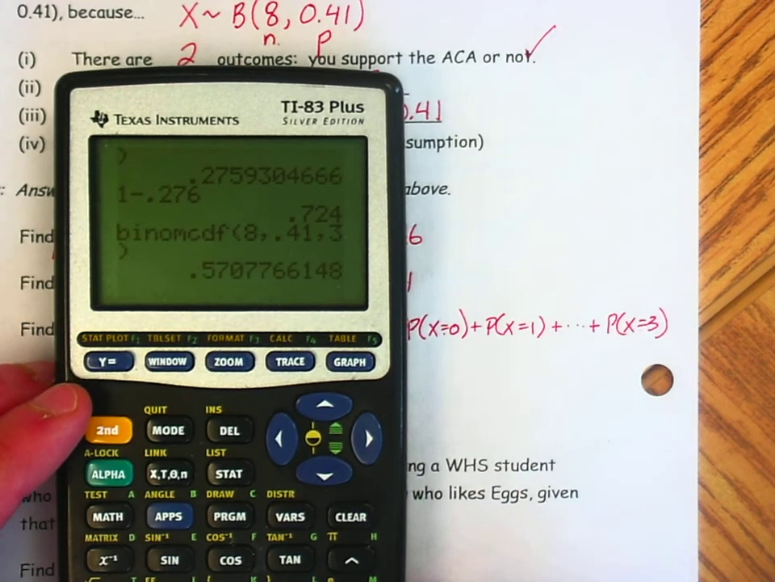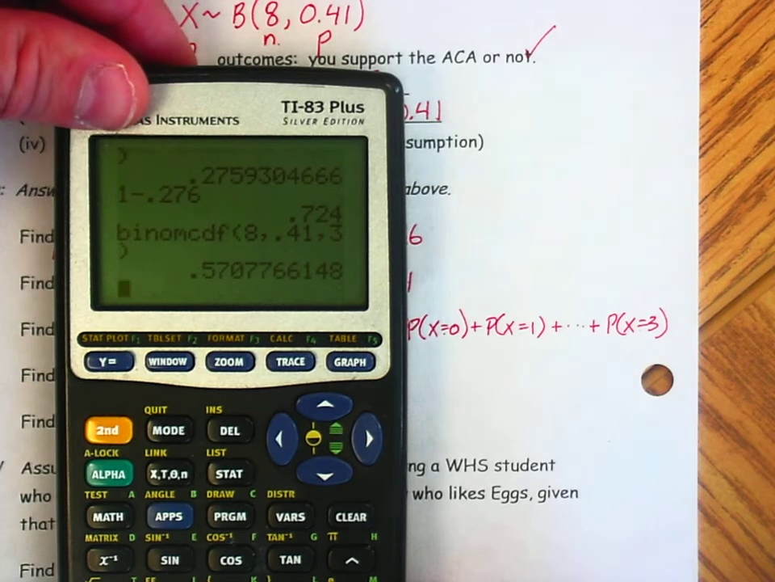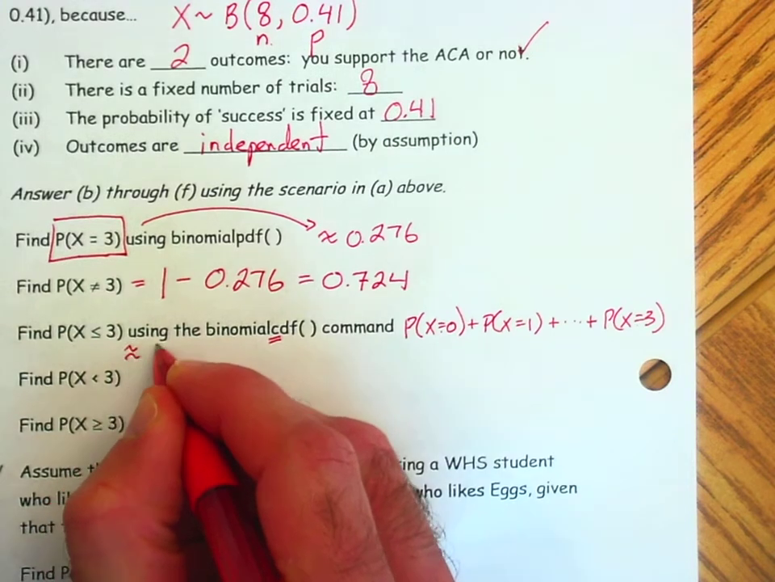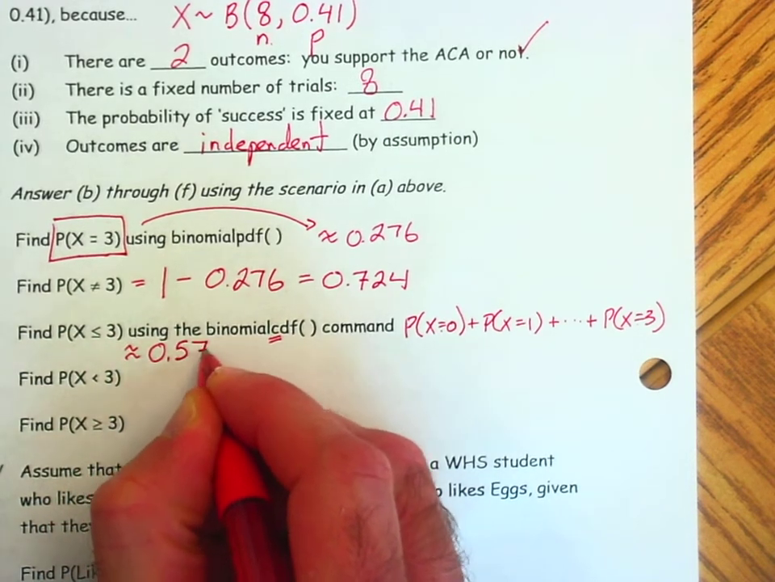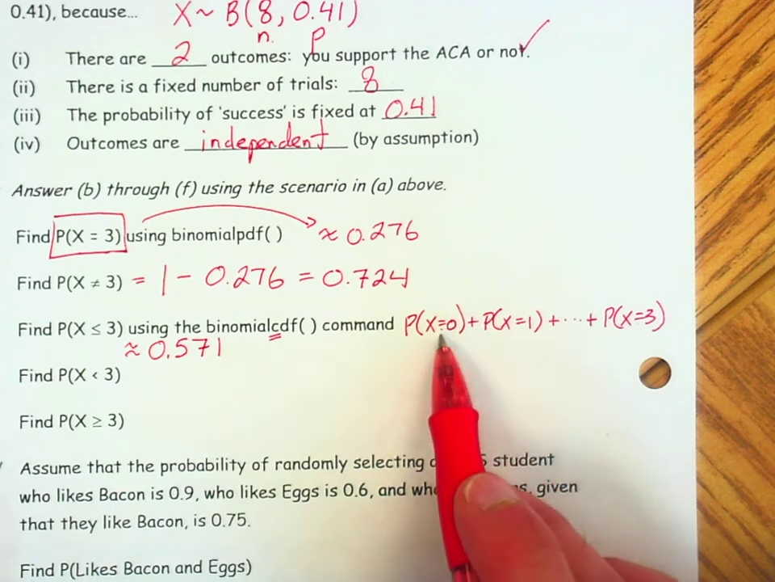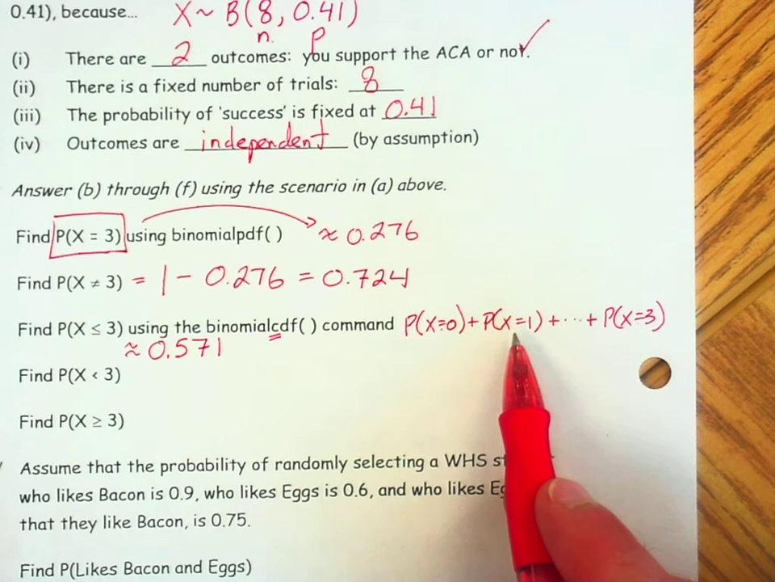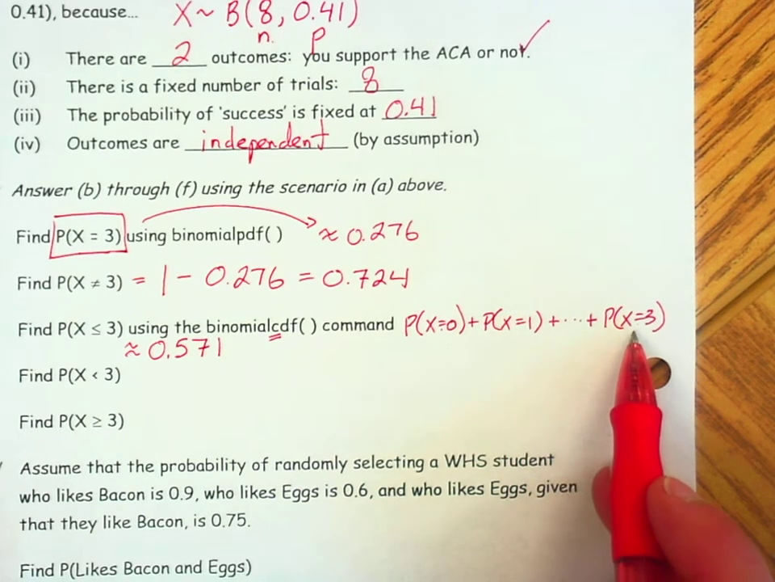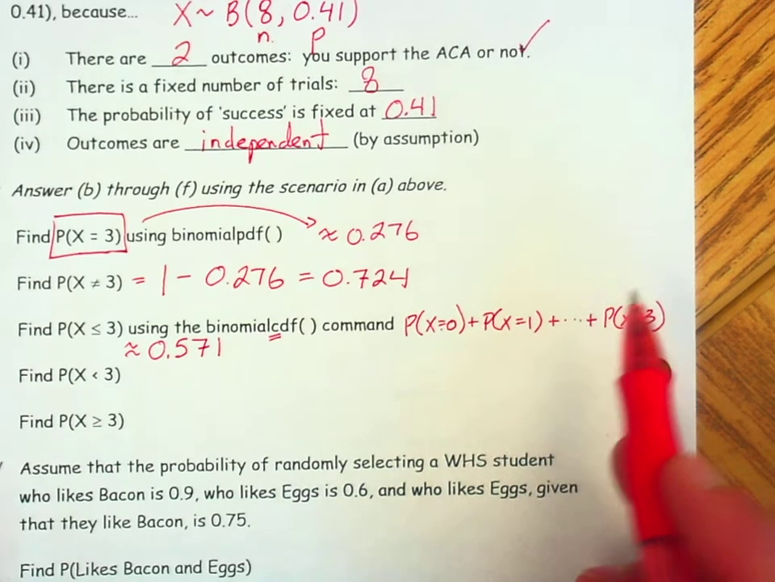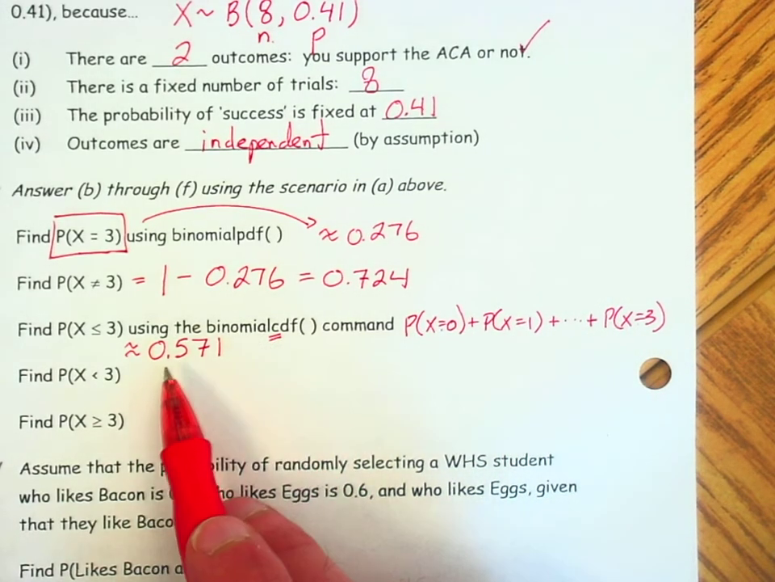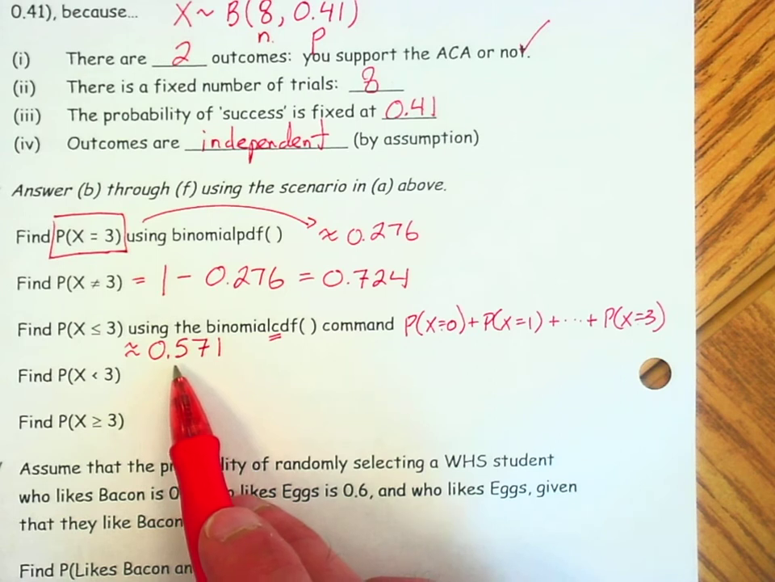So the sum of all of those probabilities will take us to 0.571. So that's literally the probability of x equals 0, so no one out of the 8 supports the ACA, plus the probability that only 1 does, plus the probability that only 2 does, plus the probability of 3. So we have added all of those up. That's what C stands for, cumulative. We have accumulated all of those probabilities in the 0.571.